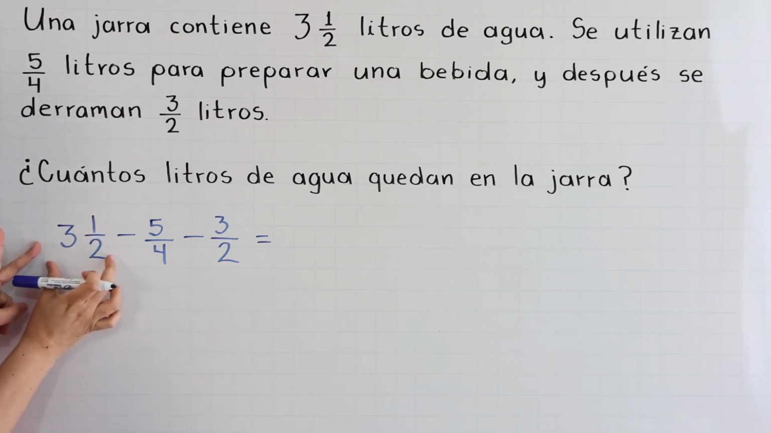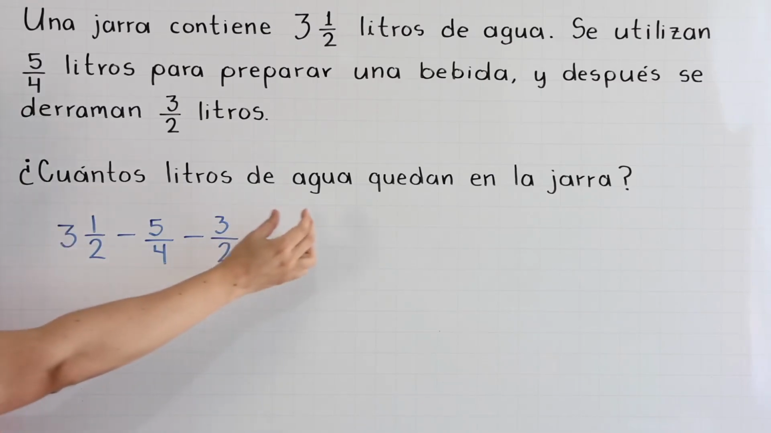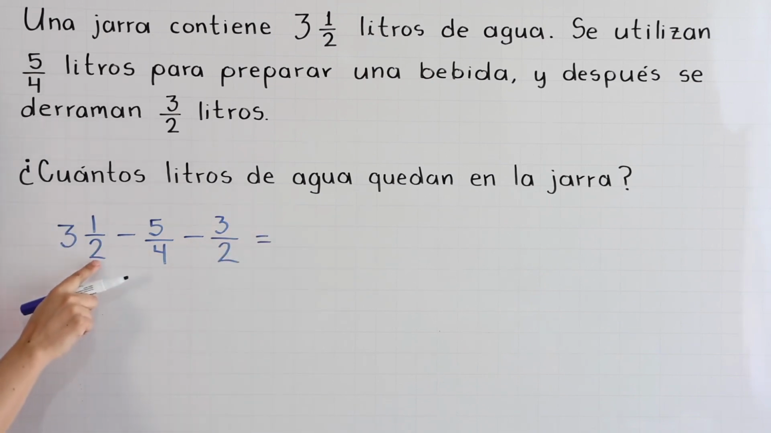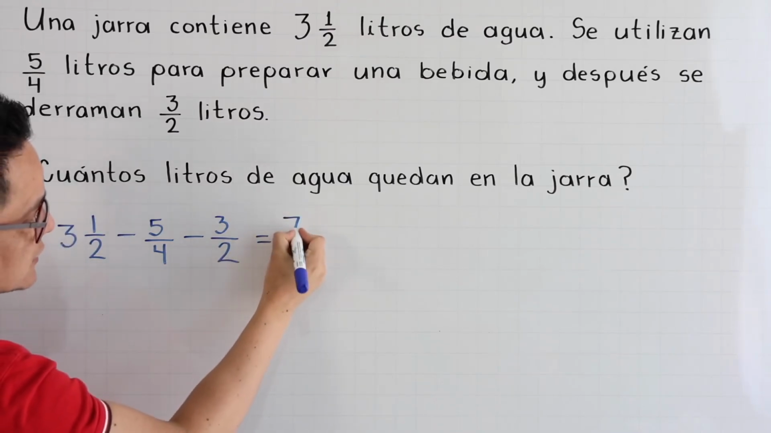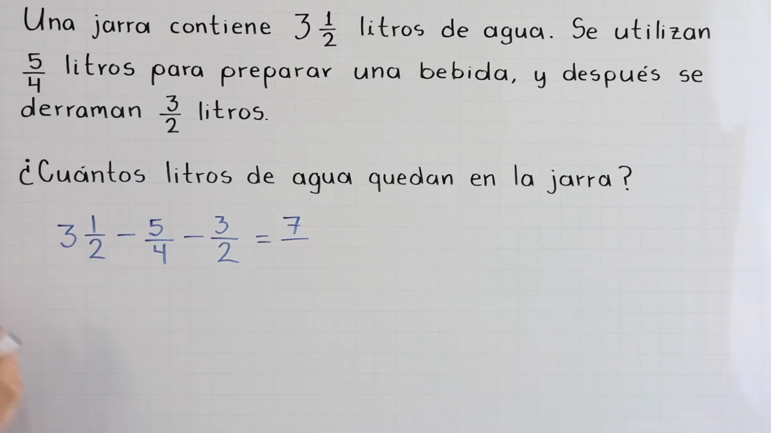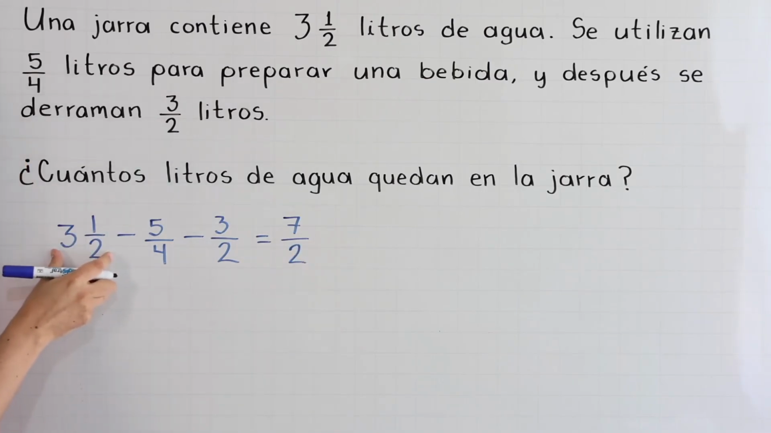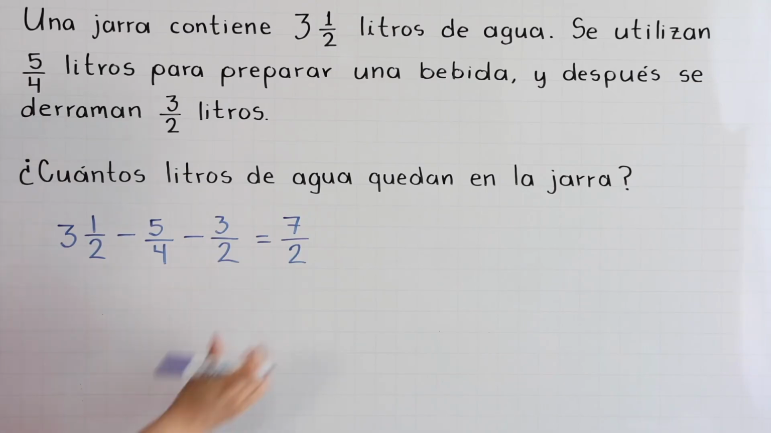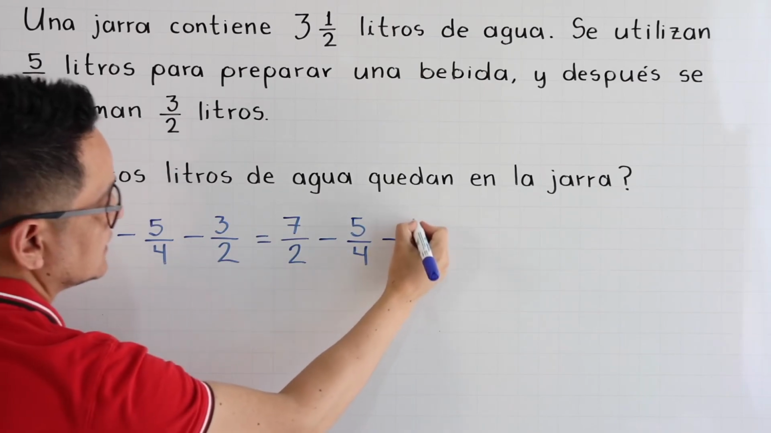So first, I have to convert this mixed number to a fraction. And how did we convert it? Well, it's very simple. We multiply the denominator by the whole part and add the numerator. That has to go in the numerator. So we do 2 times 3 is 6, plus 1 is 7. We're going to put this in the numerator, and in the denominator, we're going to leave the denominator that this fraction already has, which is a 2. So 3 1/2 is equivalent to 7/2. And now we're going to subtract this 5/4, and we're also going to subtract this 3/2.